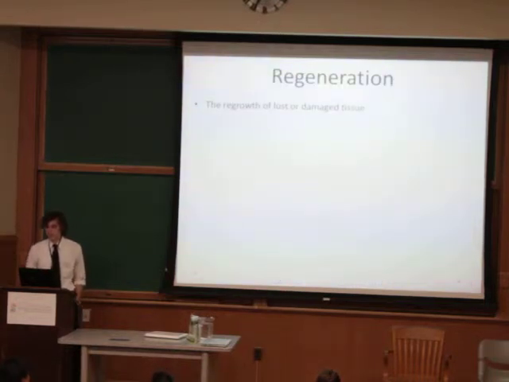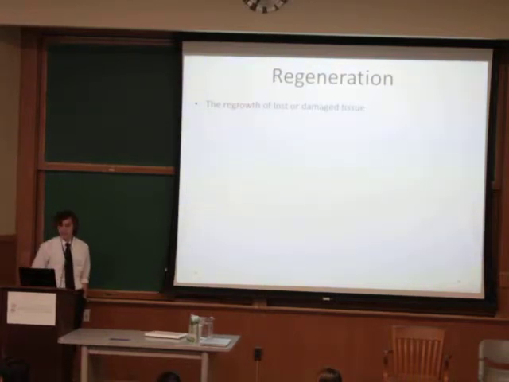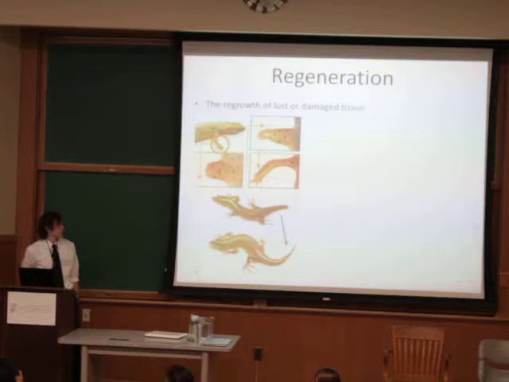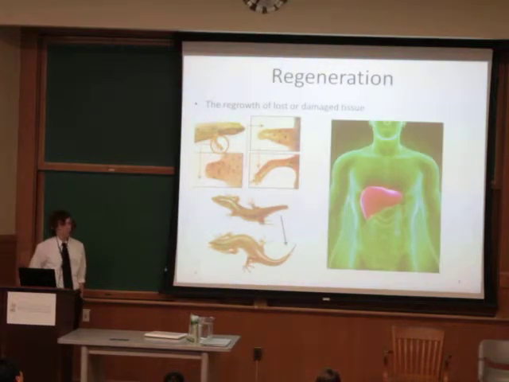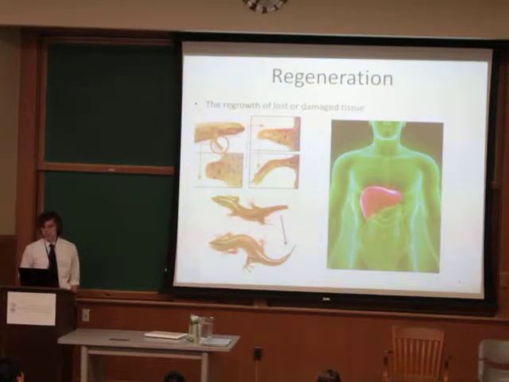So regeneration is the regrowth of lost or damaged tissue. Many organisms have the ability to regenerate damaged tissue. A couple examples of this include newts and salamanders, which are able to regenerate entire limbs once they're severed. Lizards, which are able to detach their tails to avoid predators and regenerate the lost tissue. And the human liver, which can regenerate the entire organ from as little as 25% of the initial tissue.